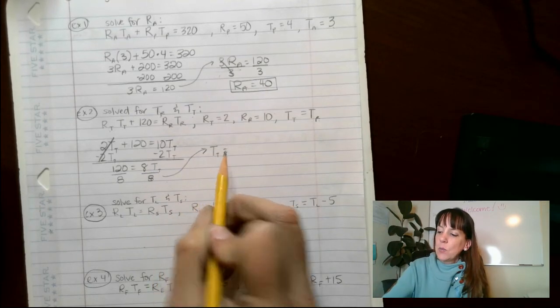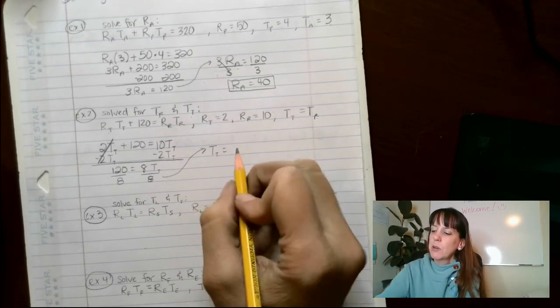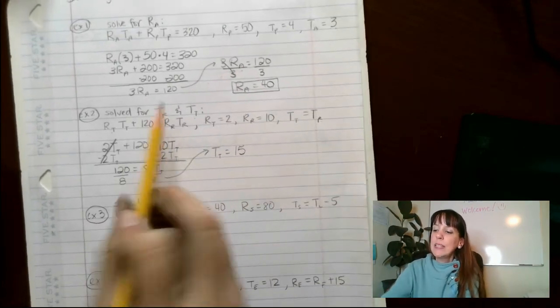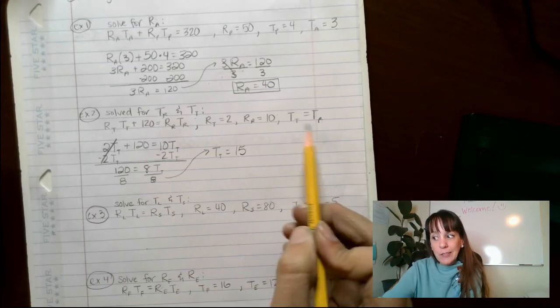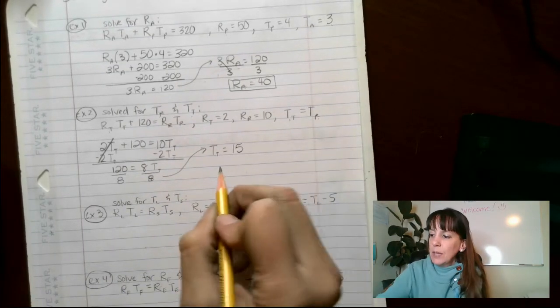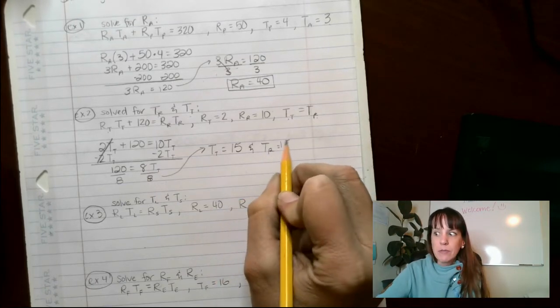TT equals 15. Well, it said solve for TR and TT. If TT is 15, go back over here. TT and TR are the same thing. So that means TR equals 15.